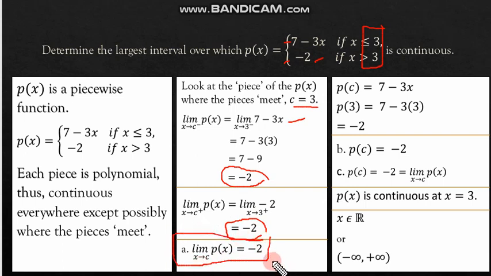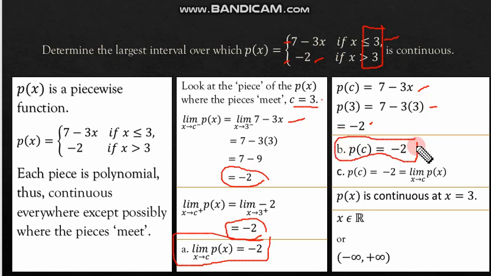How about f of c, or p of c, in this case? So p of c is equal to what? We will use the first equation, since x is equal to 3. Now our x here is 3. So 7 minus 3x, that's 7 minus 3 times 3, which is equal to negative 2. So our f of c, or p of c, is equal to negative 2.